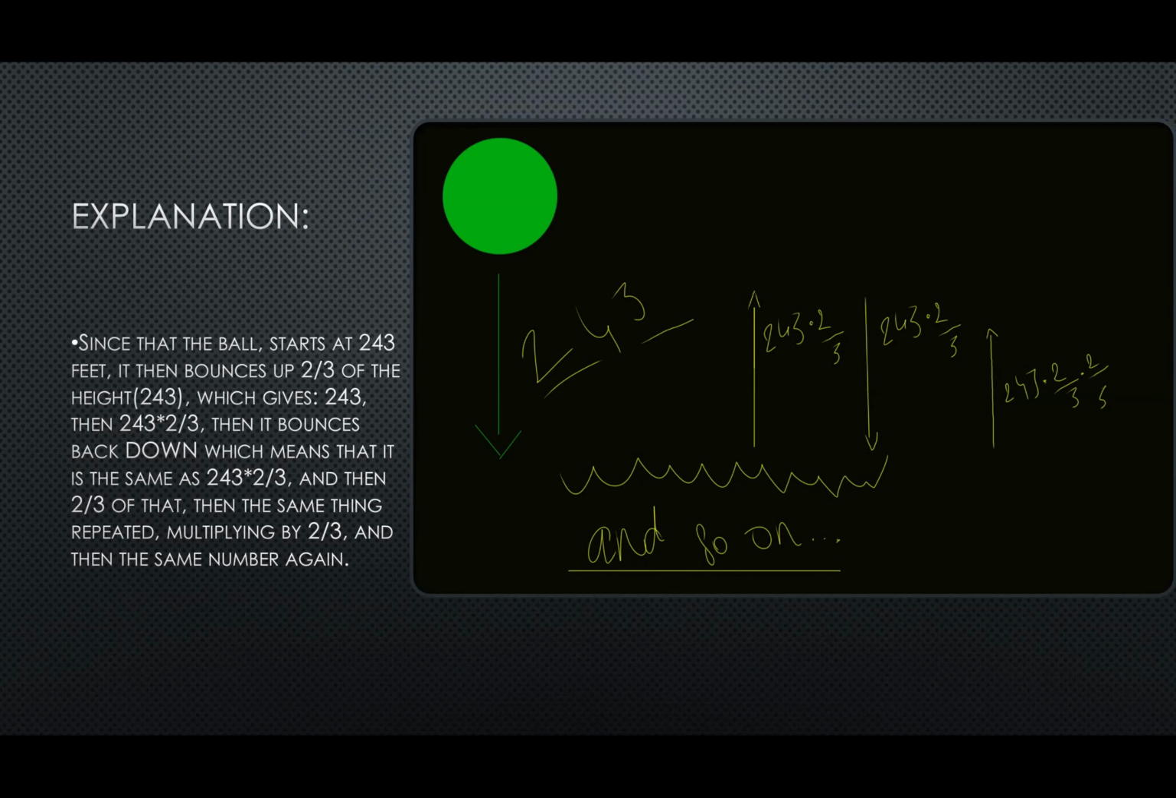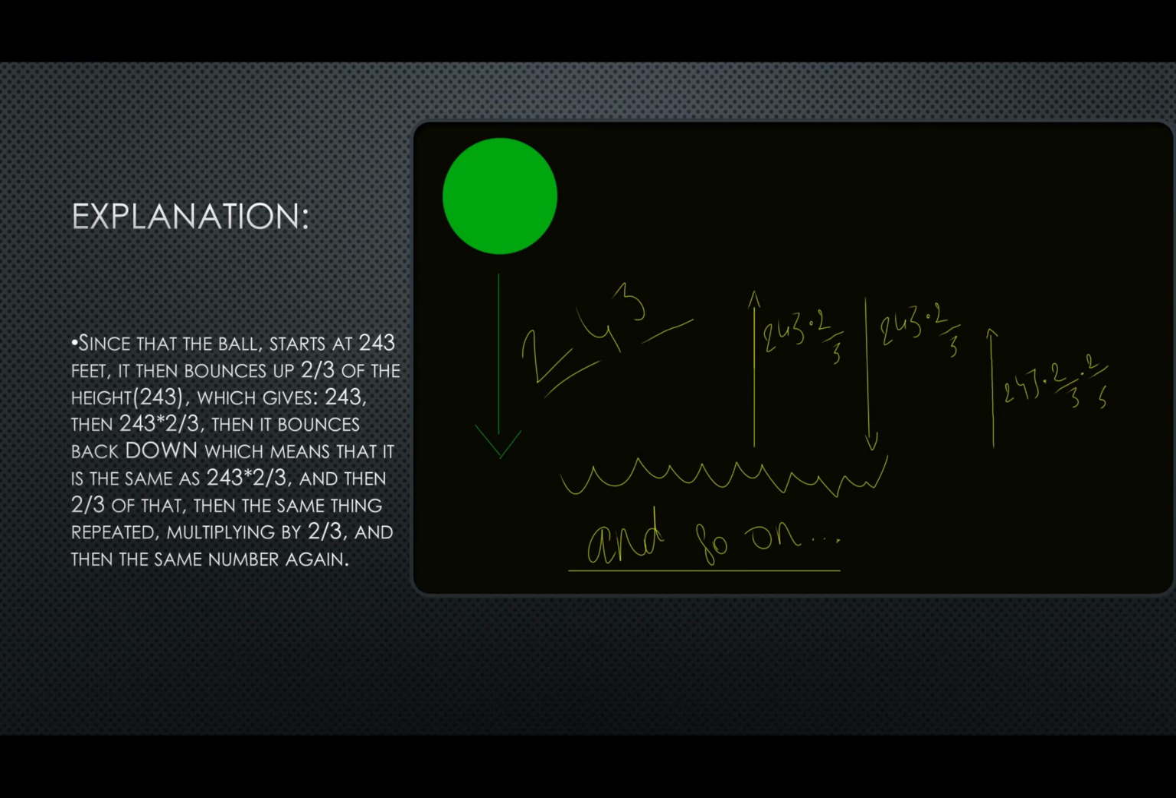Here's the explanation. Since the ball starts at 243 feet, then it bounces up 2/3 of the height, which gives 243 times 2/3. Then it bounces back down, which is the same 243 times 2/3. And then 2/3 of that. Then the same thing repeated. It's repeating over and over, multiplying by 2/3, and then the same number again.